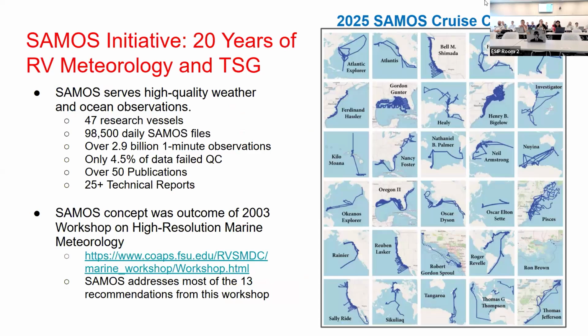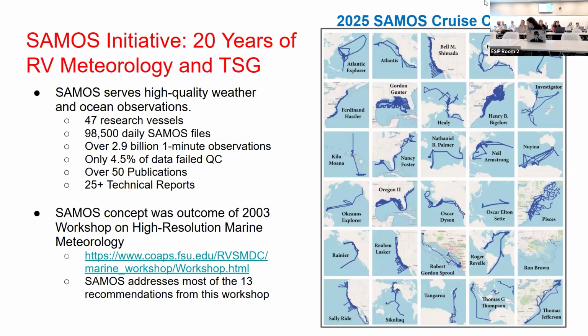SAMOS stands for the Shipboard Automated Meteorological and Oceanographic System. The idea came about in a workshop in 2003 and has since spawned into this operational product running for over 20 years now. We deal with a lot of data and a lot of ships. We accept data down to the minute in a near real-time fashion. So at this point, we have nearly 3 billion 1-minute observations available.